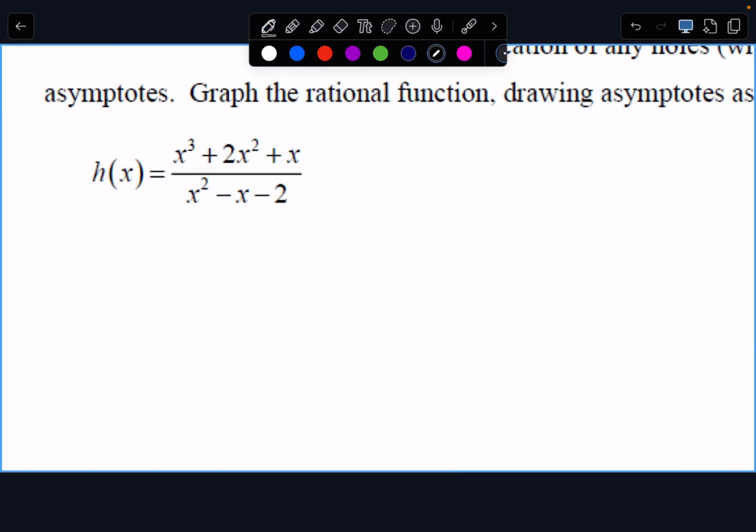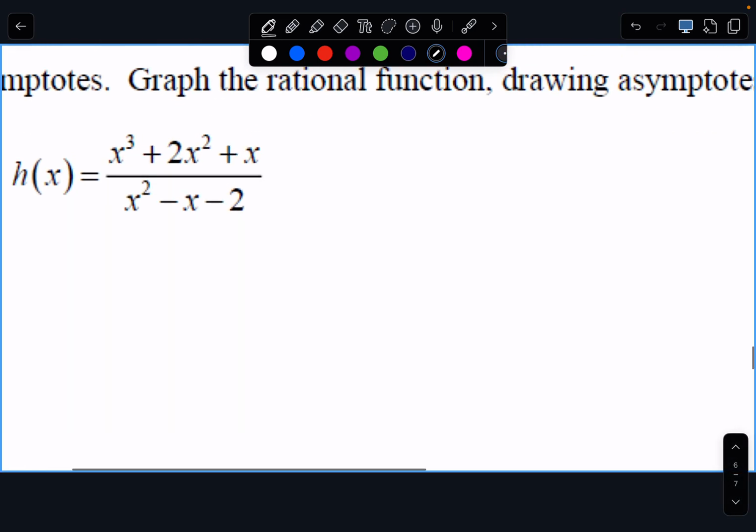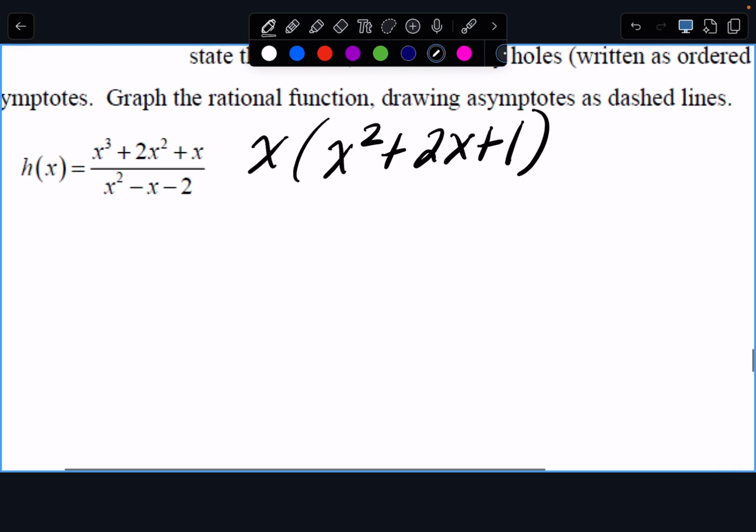All right, let's do this one. We can be done here very soon. Now we're going to go super quick. Crazy quick. Factor the top. Pull out an x. Left is x squared plus 2x plus 1. Is that what it is?